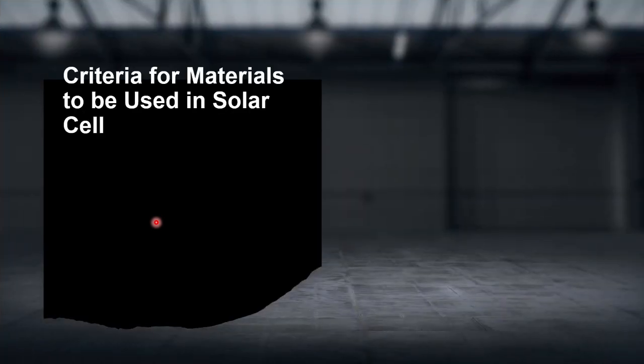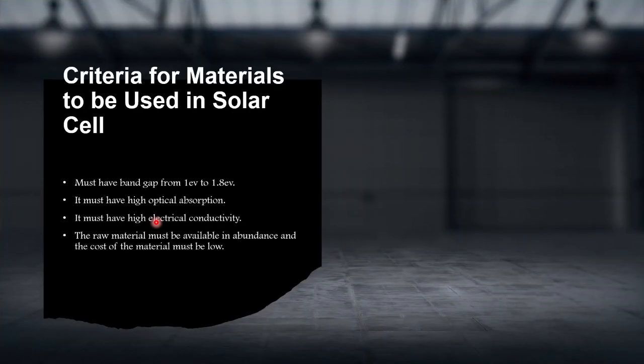Moving on next, criteria for the materials to be used in a solar cell. The materials must have a band gap of 1 electron volt to 1.8 electron volts, which is basically in the range of 1.5 electron volts on average. It must have high optical absorption. It must have high electrical conductivity. The raw material must be available in abundance. The cost of the material must be low, comparatively low when considering the large scale of production of solar cells, as it is a primary source of renewable energy.